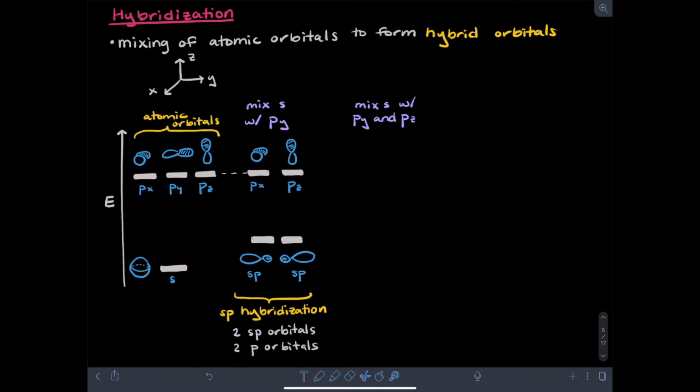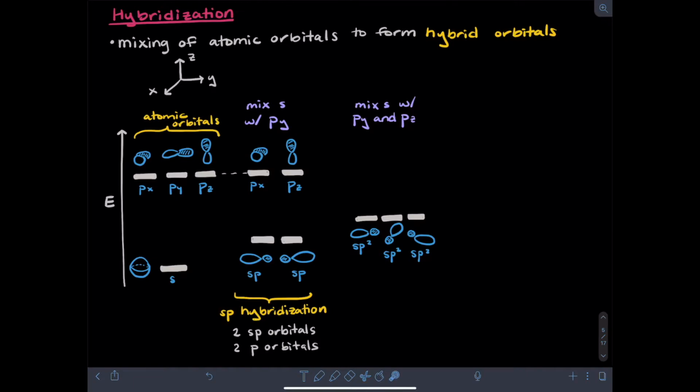Now I want you to consider, going back to our initial atomic orbitals, what if I mixed the s orbital with the py and pz orbitals? So mixing 3 orbitals instead of 2. When I mix these 3 orbitals together, I will get out 3 hybrid orbitals. These are called sp2 hybridized because they're made from 1 s orbital and 2 p orbitals. And they have 1 large lobe, 1 small lobe each, and they're oriented 120 degrees apart in a plane.